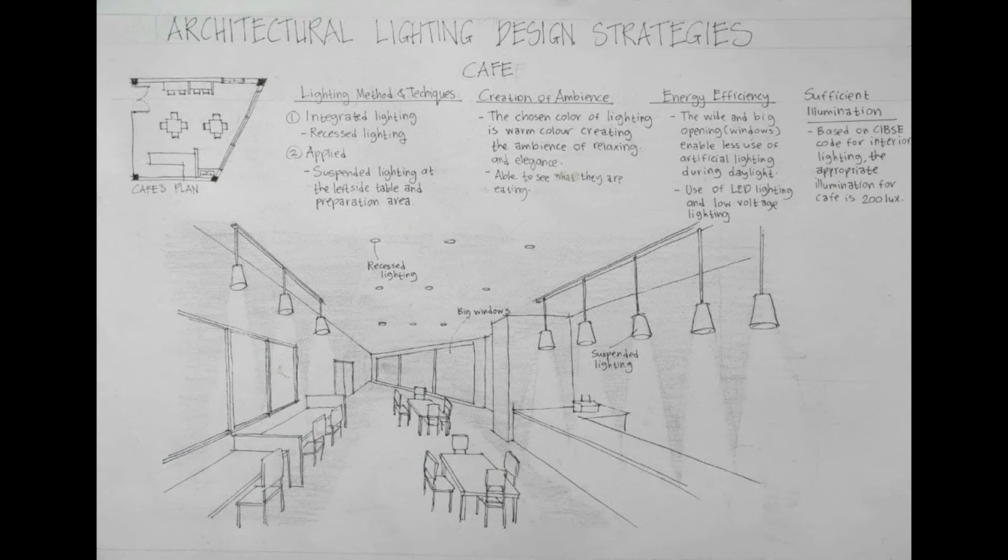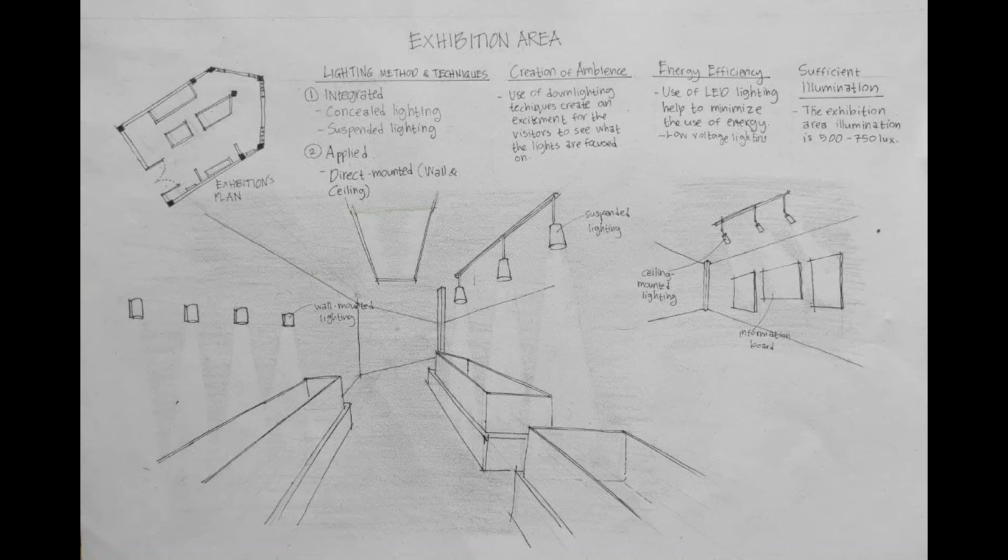For the energy efficiency, the wide and big opening of the cafe window enables the daylight to get into the cafe, which leads to less use of artificial light during the daytime. The lighting used is also LED lighting and low voltage lighting, which can save the use of electricity. And for the exhibition area, I also use the integrated and applied lighting. The integrated type that I use are concealed and suspended lighting, and for the applied, I use the direct mounted lighting at the wall and also at the ceiling.